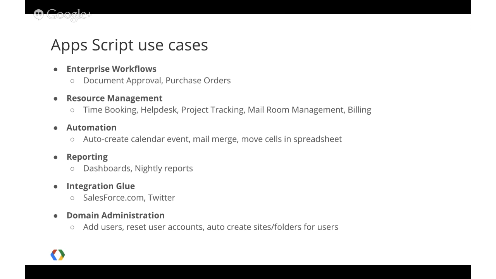Resource management. We have APIs for calendar, so you can think about how you can look at how conference rooms are getting utilized, or how much time your team is spending on various meetings and things like that. Automation, that's sort of the root for a lot of the workflow that I mentioned. Reporting, so being able to build nice dashboards, we have APIs for that. Integration, we have the ability to call out to external APIs like Salesforce and Twitter, and you can connect and exchange data between Google Apps and these other cloud services. And we even have a JDBC plugin.